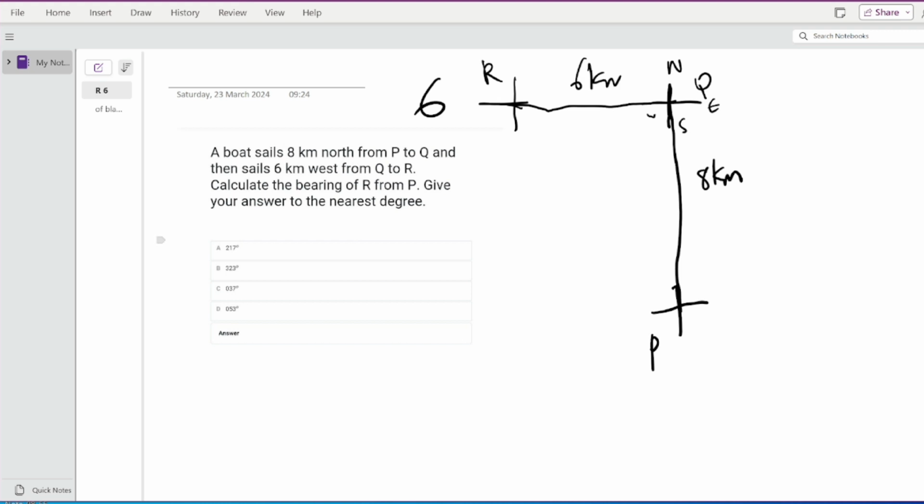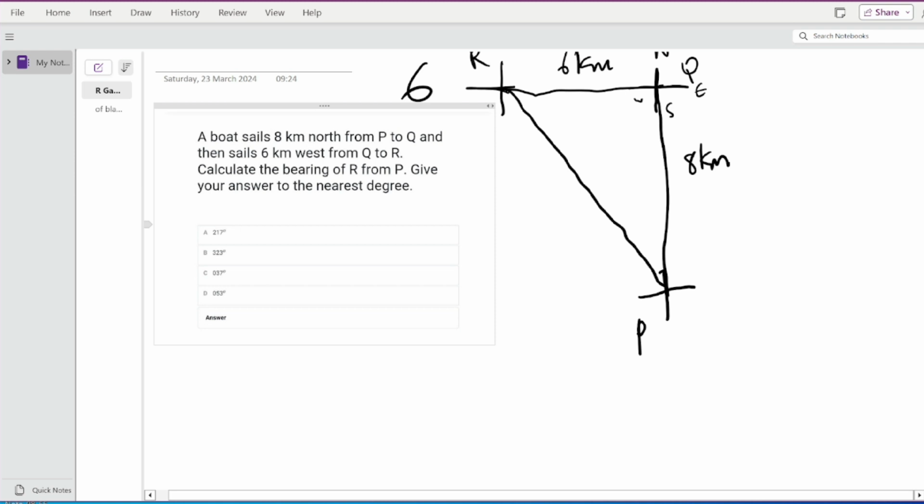The second sentence says, calculate the bearing of R from P. Another way to say it is, calculate the location of R from P. So you're from P trying to get the location of R, and that means you have to join point R and point P to make a line. Calculating the bearing of R from P means, since we're not using a compass bearing, you take our reading from the north.